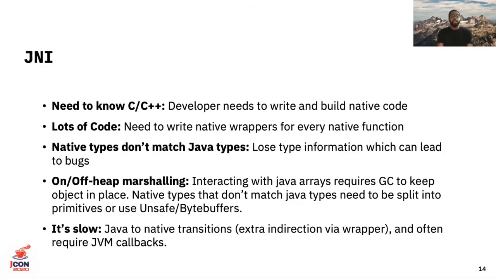So to summarize, some of the drawbacks of JNI are that as a Java developer, you have to know C or C++. Essentially, you have to write native code in order to use JNI. And there's lots of code you have to write. You have to write a native wrapper for every function that you want to use. There are also issues with type information. Java cannot represent native types, and so you often have to use a type like long that can encapsulate pointers, but you're losing type information, which can lead to bugs.